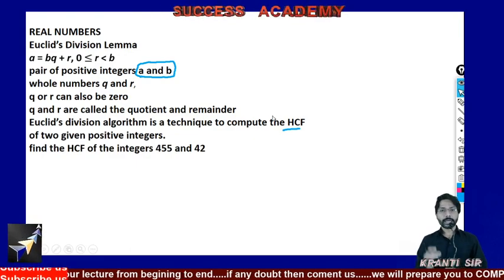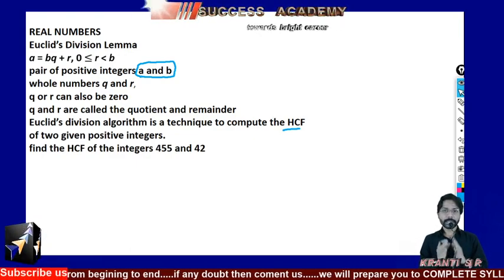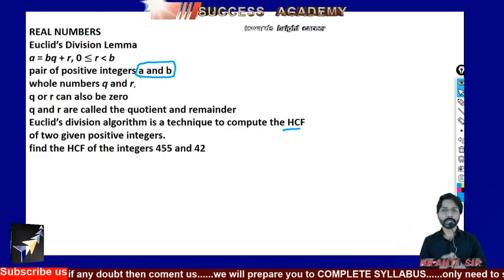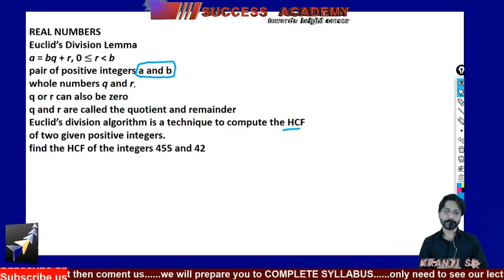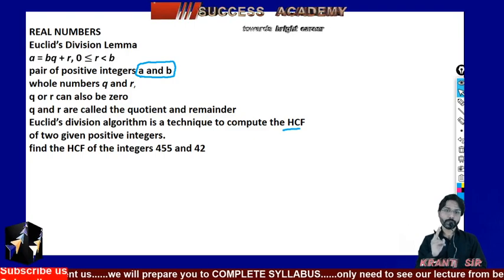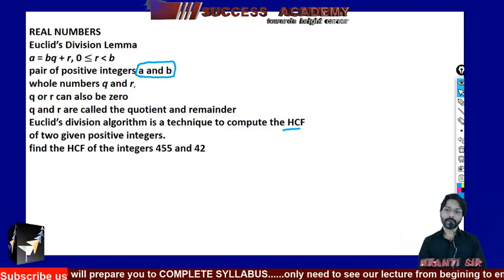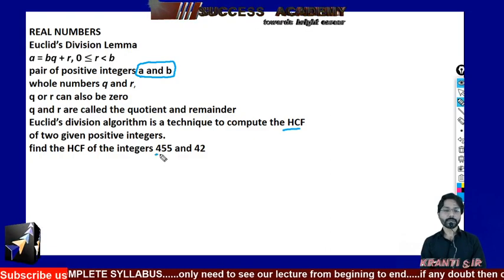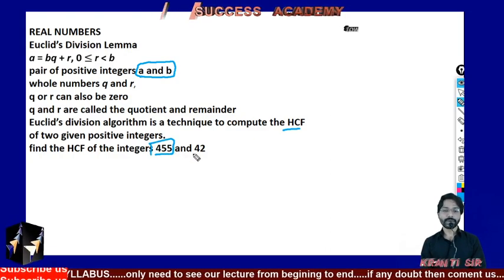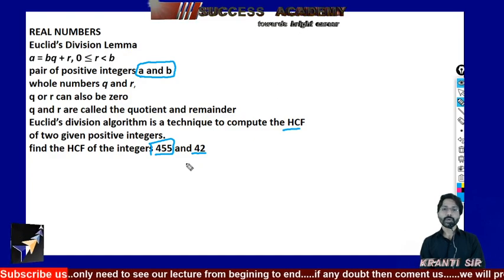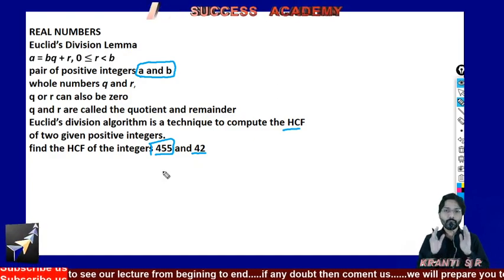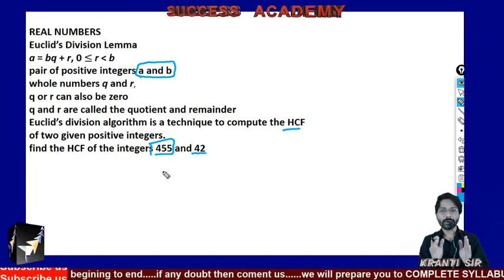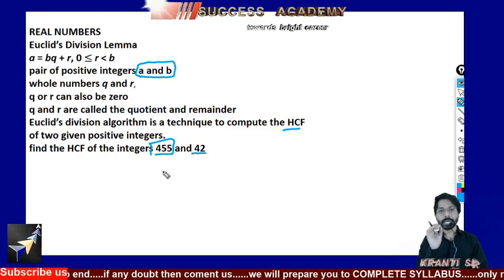Now I am considering an example, and please see it with your full concentration, because it's very important for your examination. Now what are the two positive integers we have? We have two positive integers, that are 455 and 42. So which number will be the value of A and which number will be the value of B?